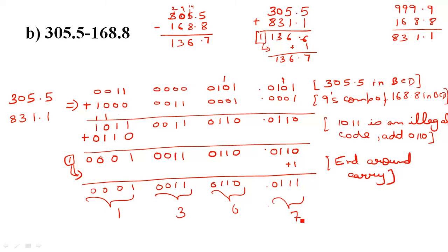So this is how we can perform decimal subtraction in 8421 code or BCD code using 9's complement method.